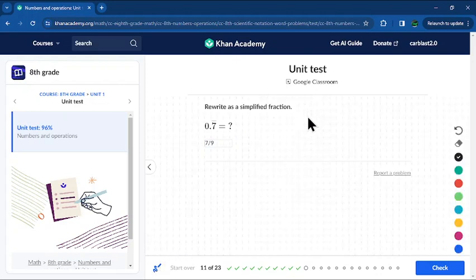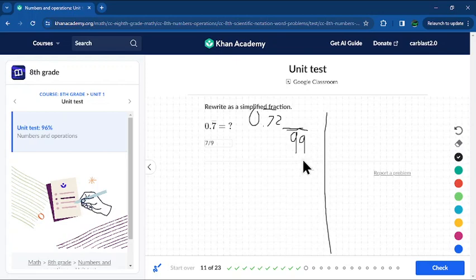I'm gonna do a trick. There's 2 ways to solve this. There's this way, where if anything after the decimal repeats over and over again, find how many digits go to the right, and that's how many 9s are in the denominator. So if it was 0.72 repeating, you would put a 99 there, because there are 2 digits to the right of the decimal.